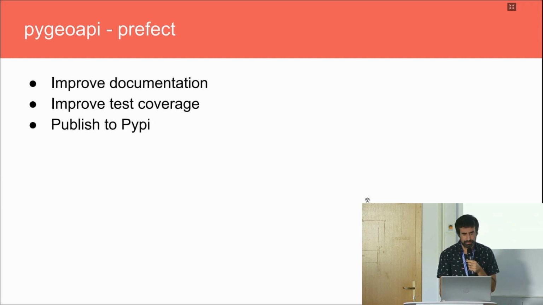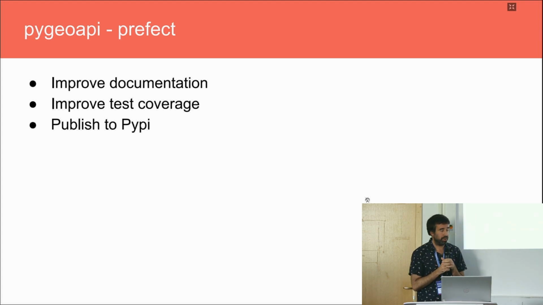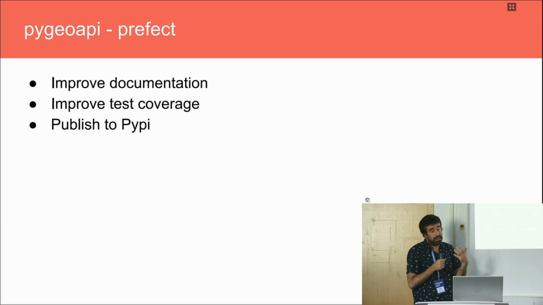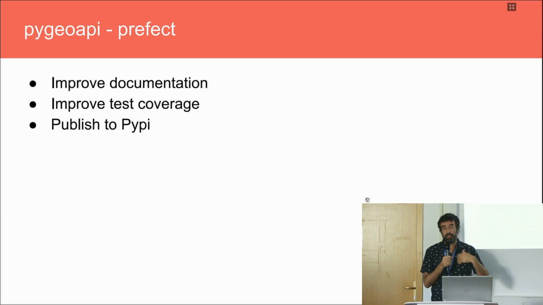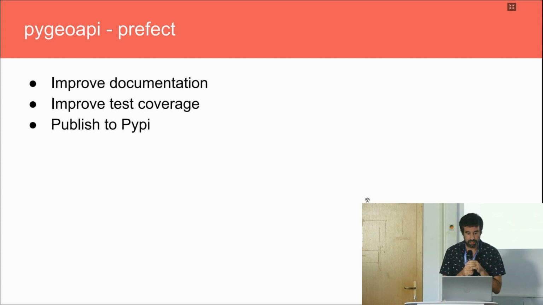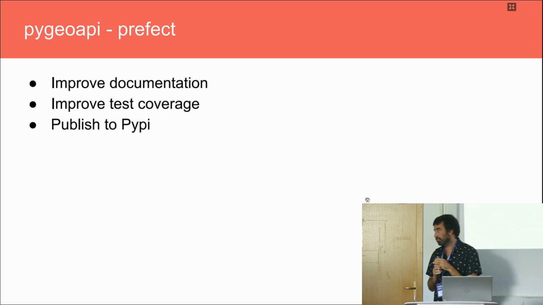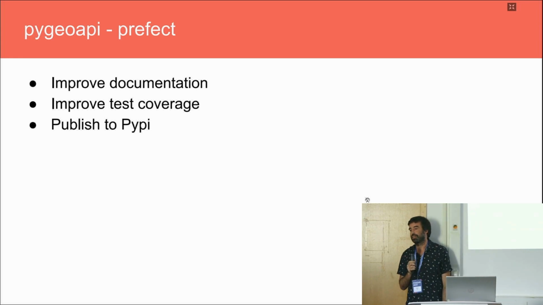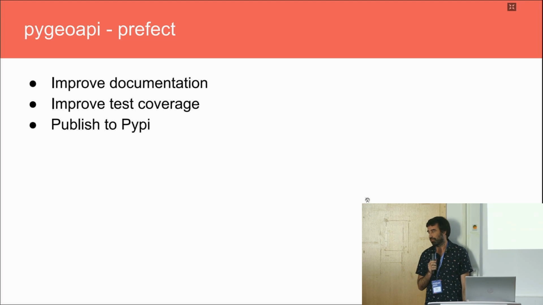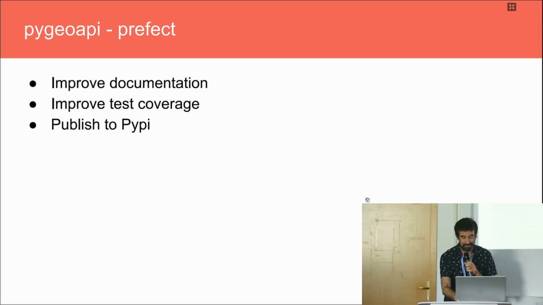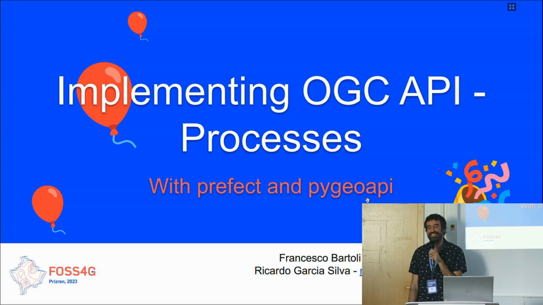And in Pygeoapi Prefect, our custom plugin, what we basically need to do is put in a lot of examples of how you can use it in different scenarios, putting results in different places, and eventually publish it to PyPI when we feel it's really rock solid and ready for everyone to use. Thank you very much, and this is it.